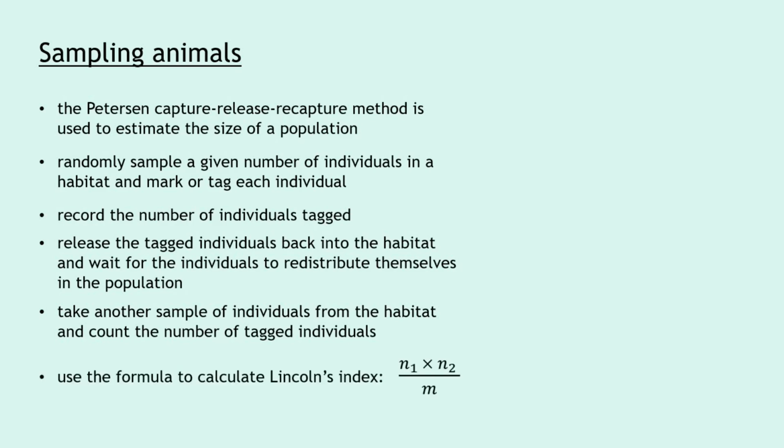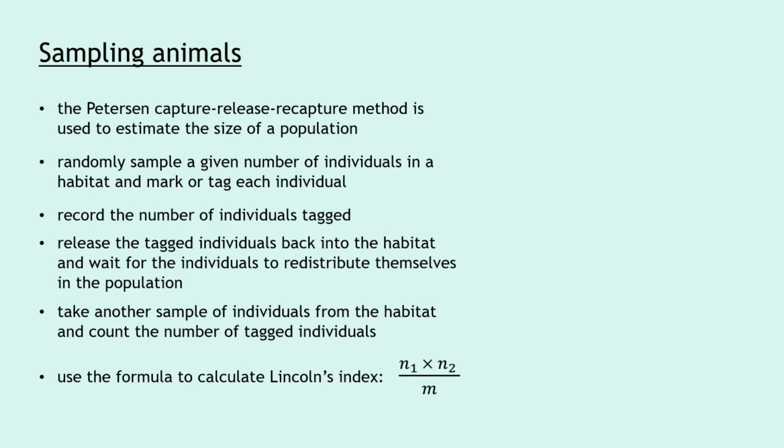You use this formula to calculate what's called Lincoln's index. Basically the estimate for the size of the population, where you multiply the original number of individuals in your first sample. Then you multiply that by the number in the second sample, and you divide that by the number of individuals that are marked. So it's kind of in chronological order if you use the formula. First sample, second sample, number tagged in the sample.